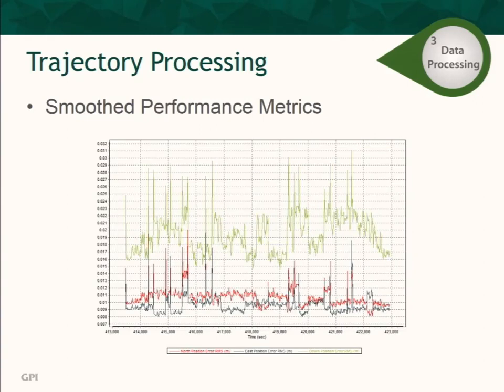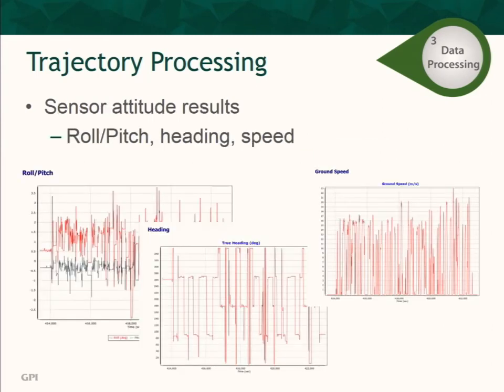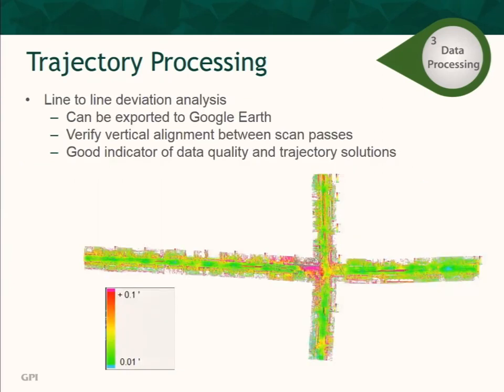We can see the metrics of all of the data that we collected and how well the trajectory is fitting in. We talked about the sensor attitude results, which is the IMU, and of course all of this is measured: the heading, the ground speed, and the roll and the pitch. And then all of this deviation can be exported into Google Earth. We can verify the vertical alignment between scan passes.